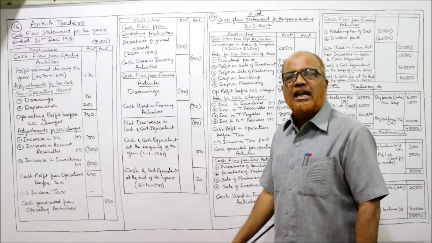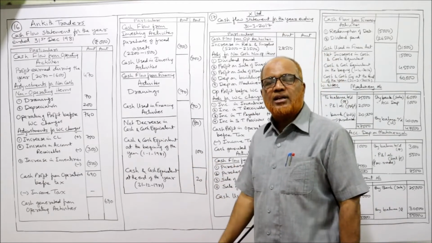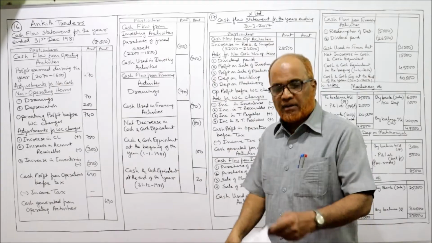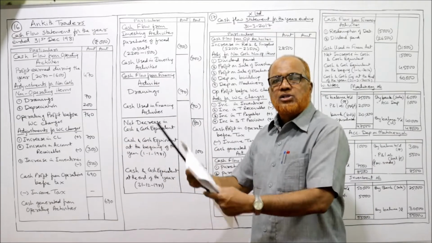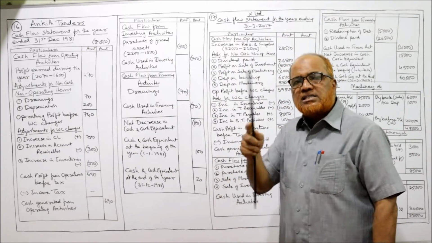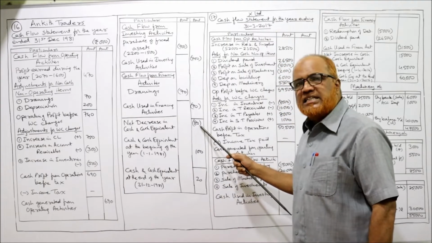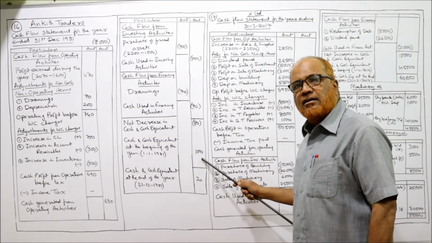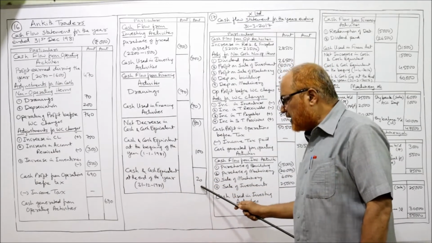That's why decrease. Net decrease in cash and cash equivalent. To this we add cash and cash equivalent at the beginning of the year. In the balance sheet it is given last year cash was 100. So 100 is the cash and cash equivalent at the beginning of the year. Last year's closing will become current year's opening. So minus 80 plus 100, you will get 20. So cash and cash equivalent at the end of the year, 20,000.